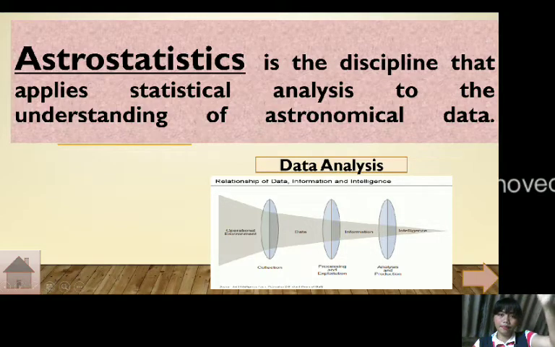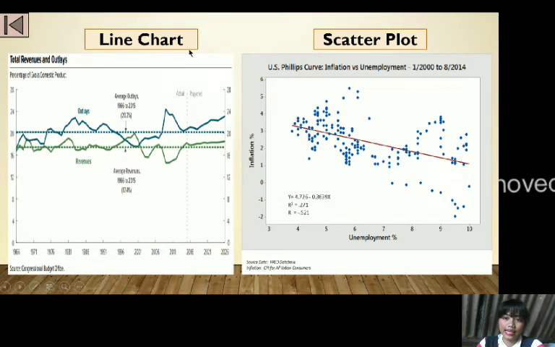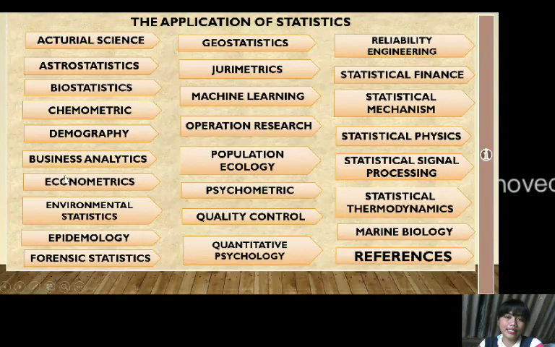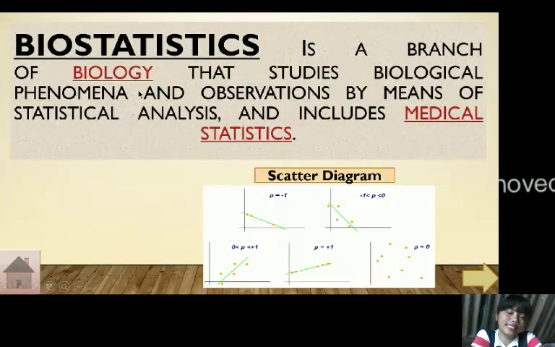So here are examples where we use statistics in astrostatistics in data analysis, in line charts, in scatter plots. So that's the use of statistics in astrostatistics. Next, we use statistics in biostatistics. Biostatistics is a branch of biology that studies biological phenomena and observations by means of statistical analysis, and includes medical statistics.